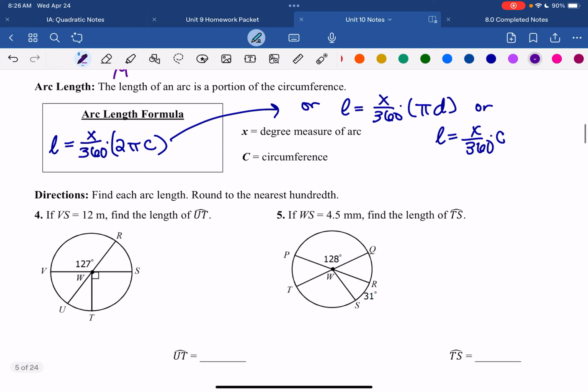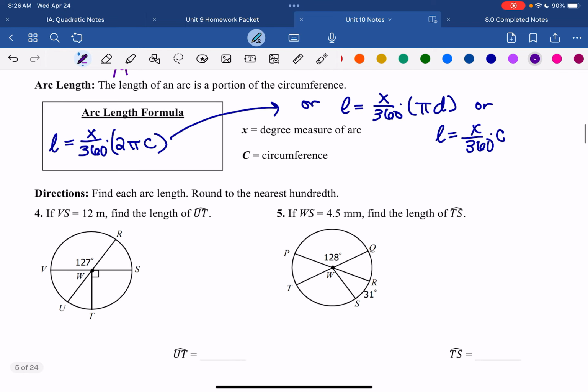Okay, now moving on to arc length, so the last little bit. So this is that formula I had you guys write down on the very first day. So remember, there's kind of 3 variations of the formula depending on what's given to you. So if you're given the diameter, use the diameter. If you're given circumference, use circumference. If you're given radius, use radius. Sorry guys, that should be an R.